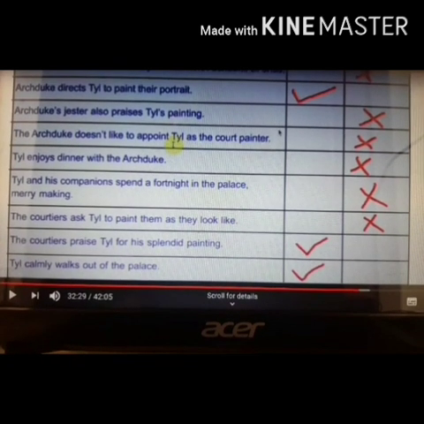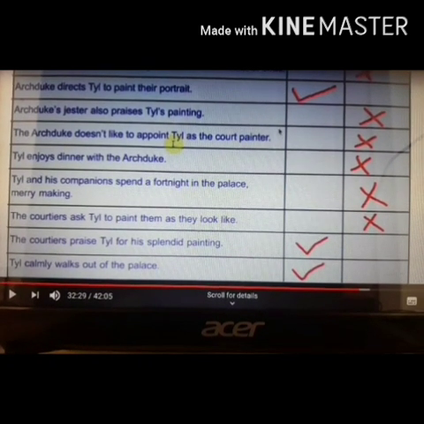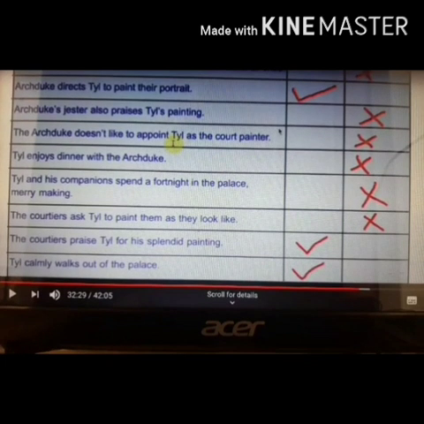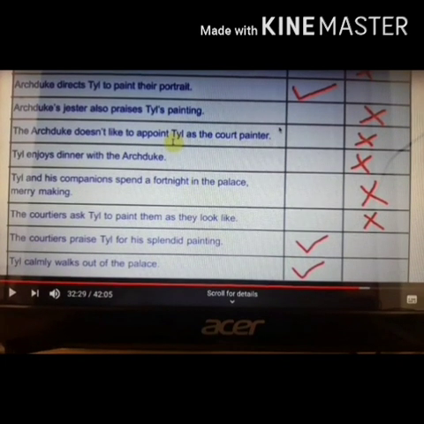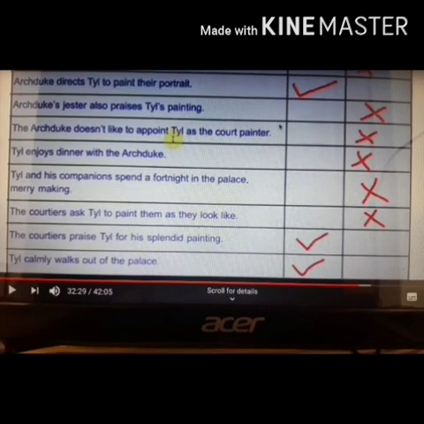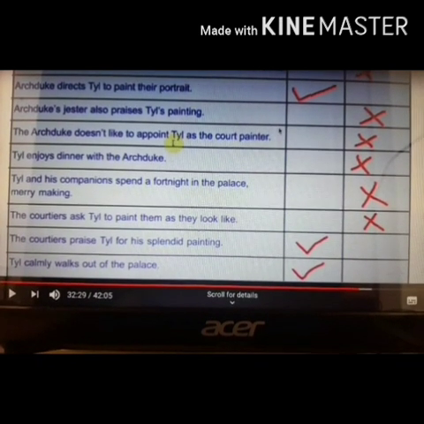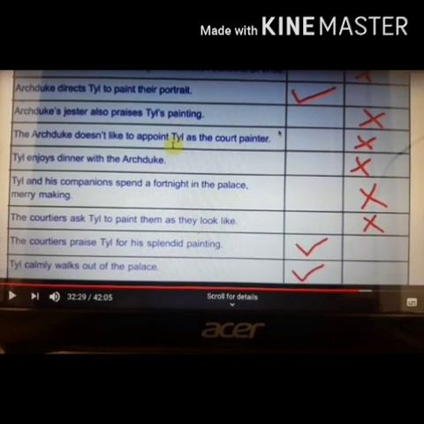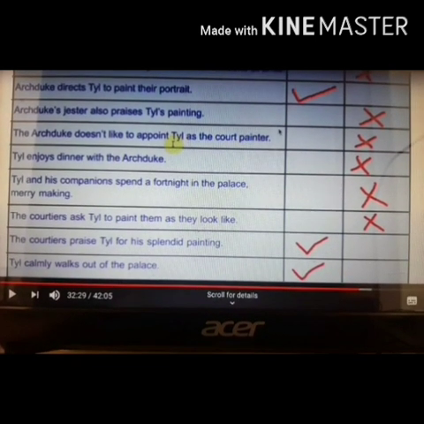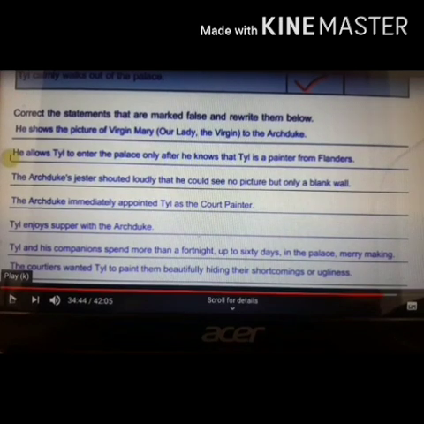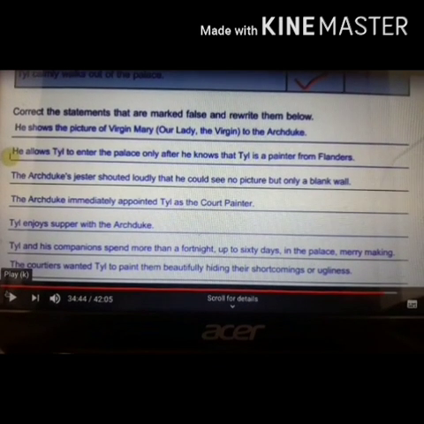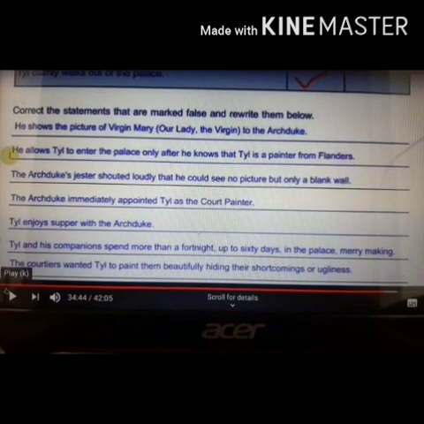Till and his companions spent a fortnight in the palace merrymaking. False. The courtiers asked Till to paint them as they look. False. The courtiers praised Till for his splendid painting. False. Till calmly walks out of the palace. True. Students, now correct the statements that are marked false and rewrite them below.